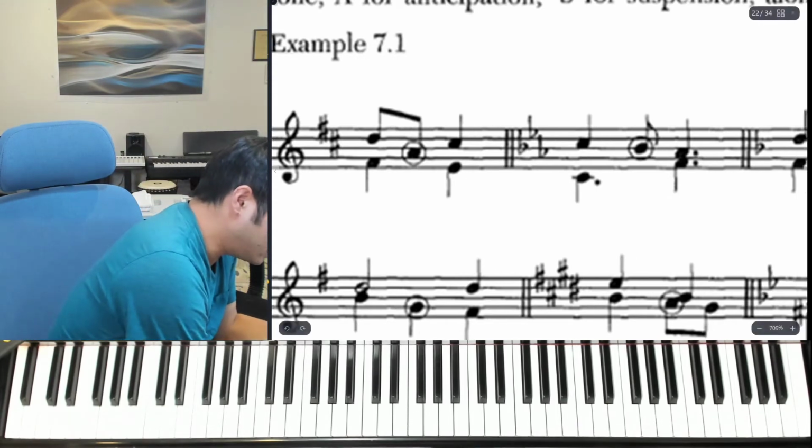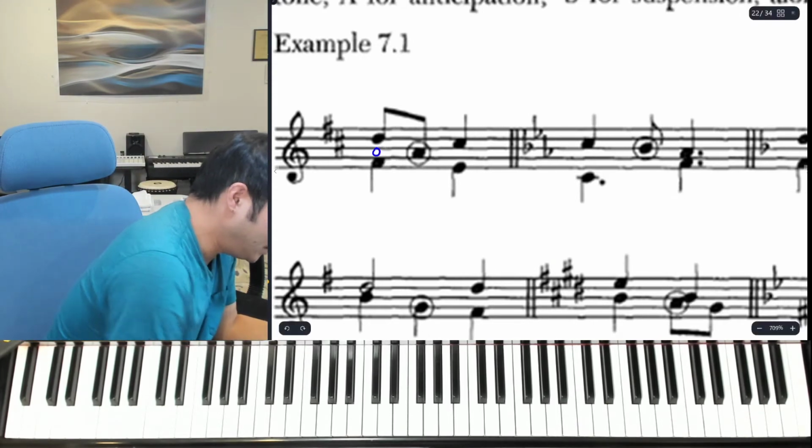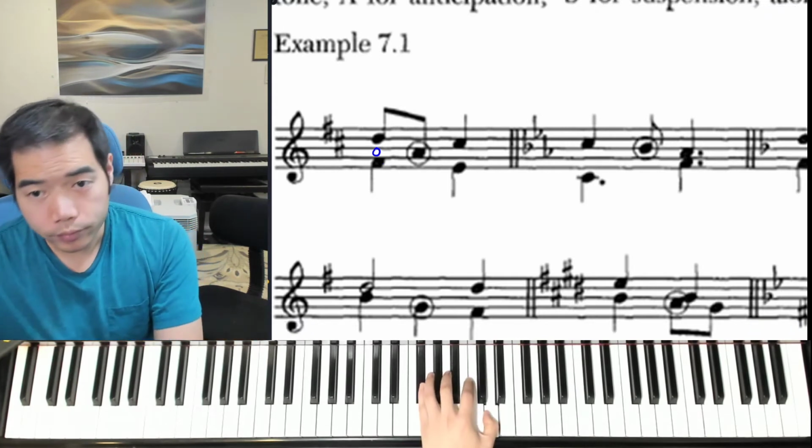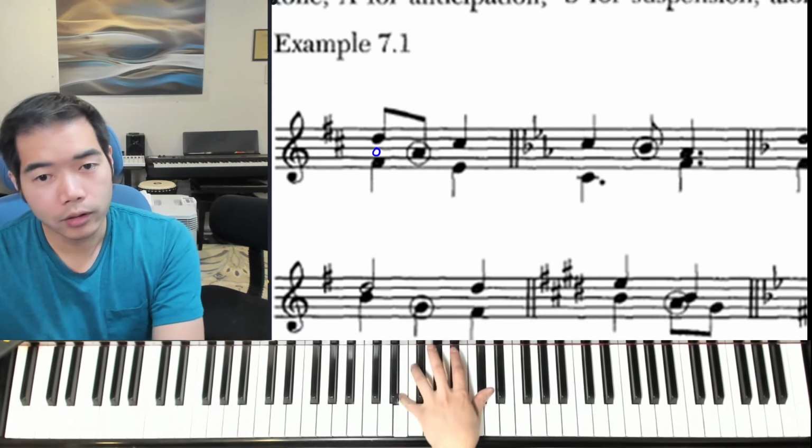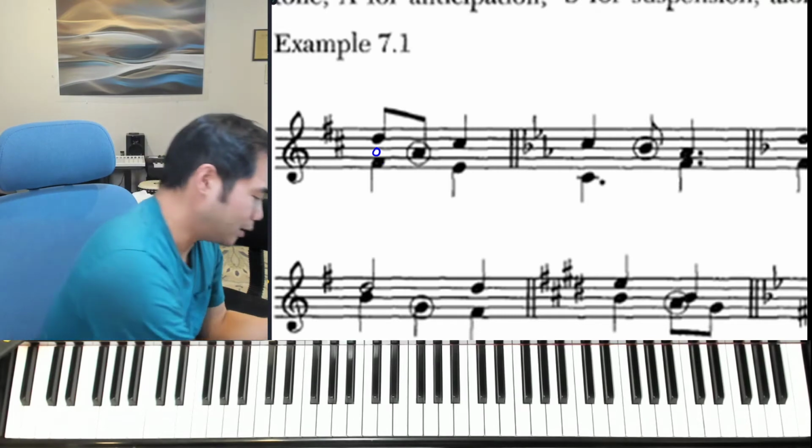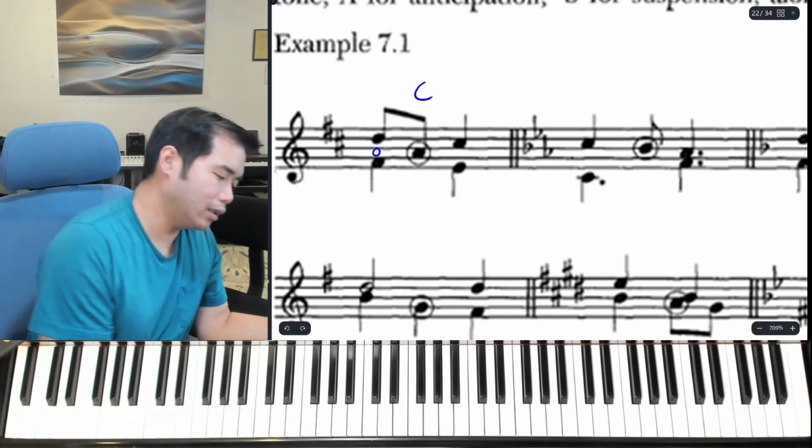And if we spell this out, take a look. F sharp, A, D, well, that spells a D major chord. Does it really sound dissonant? No, it doesn't. It sounds like it's part of the D major chord, so that's consonant.